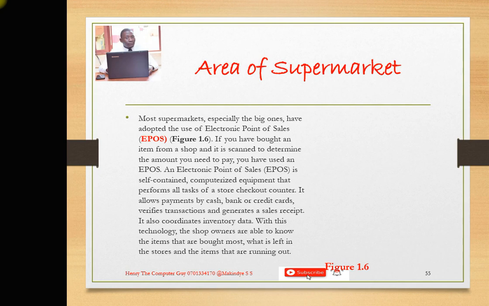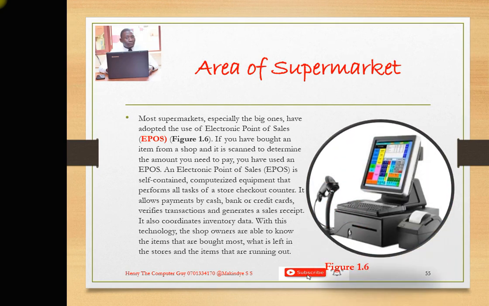They're telling us that we see it in the figure. So if you have ever entered into a supermarket, you have ever come across this device. It has a monitor, it has a keyboard, on one side we have a printer, then on another side we have something that identifies the price. That is the barcode reader. It is a set of it all. So it is the one we are referring to as the electronic point of sales.